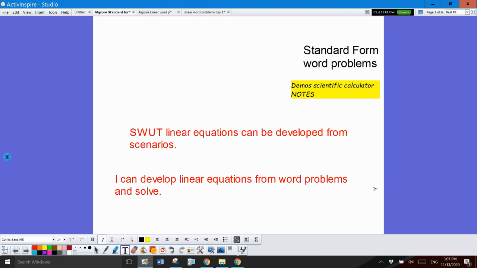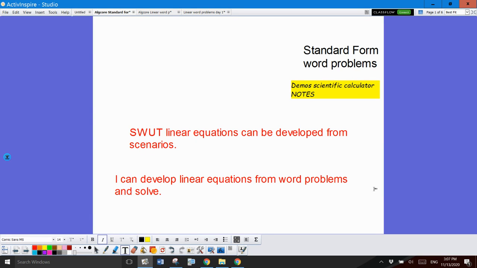Okay, so let's do some standard form word problems today. We're going to do one of these together and look at an example, and then we're going to cut you loose to kind of work through some things today. Tomorrow we'll do the video and then some practice problems online to kind of make sure you're good to go.